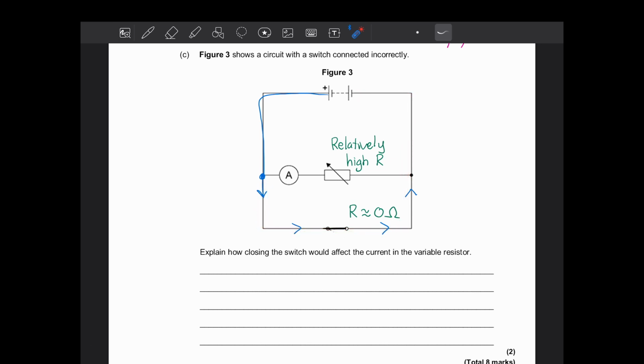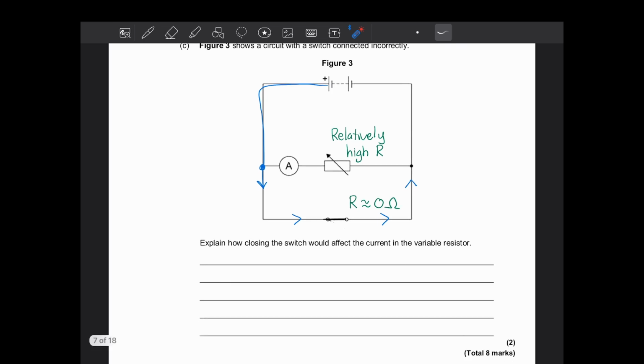Notice how I said shortcut. When current can take a shortcut around a circuit, we call that a short circuit. Short circuits aren't good. They can be quite dangerous because they lead to overheating. However, that's not what the question's asking us about. It's not asking us about danger. It's just asking us about current flowing through the variable resistor. So let's go ahead and answer it now.